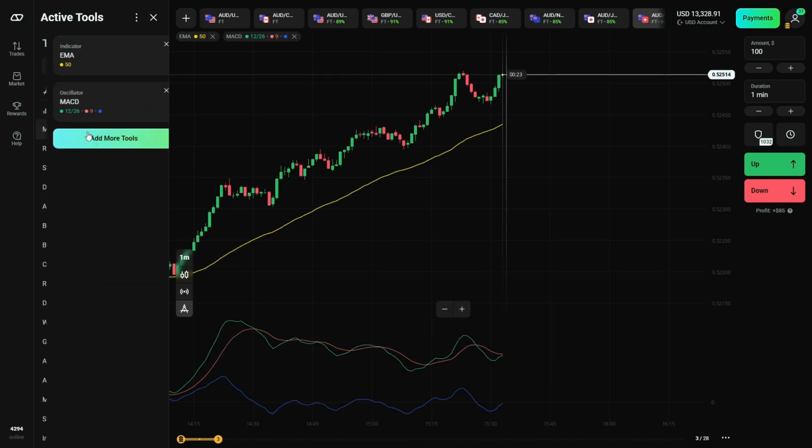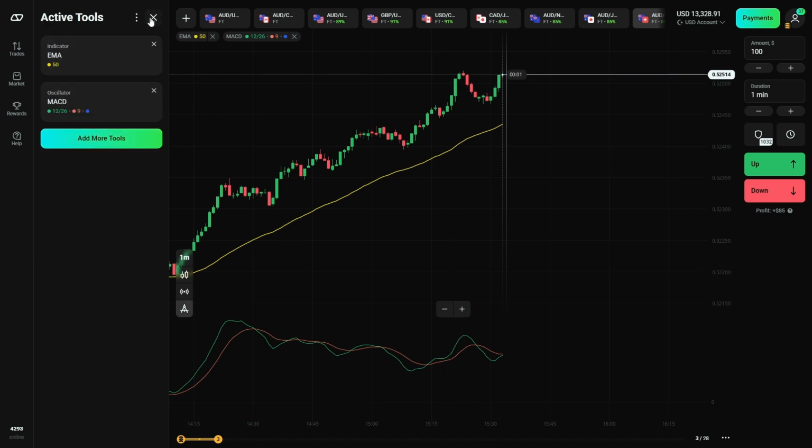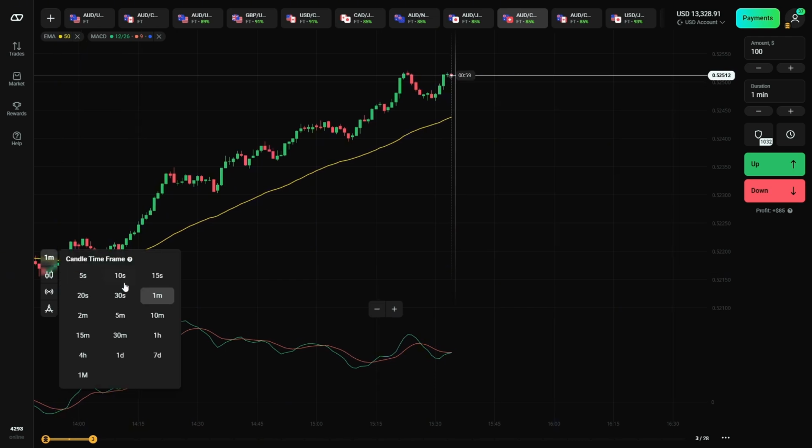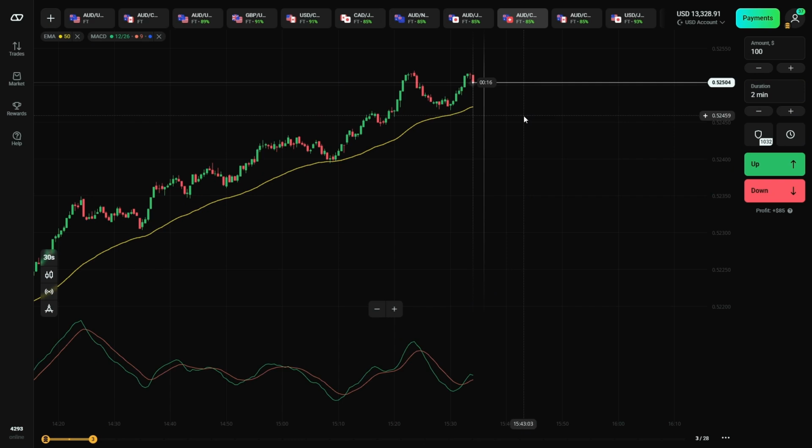We add the second indicator, which you'll find here. Click on MACD. Remove the histogram, and set the settings to 12, 26, 9, then go back and the strategy will be ready. We need to change the time frame, set it to 30 seconds. For the trade duration, set it to 2 minutes, and that's it. The strategy is now ready for you.